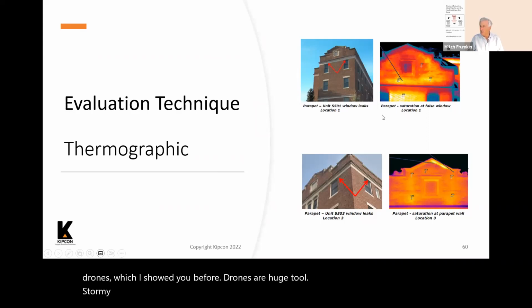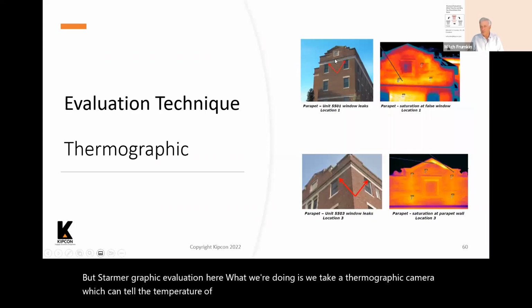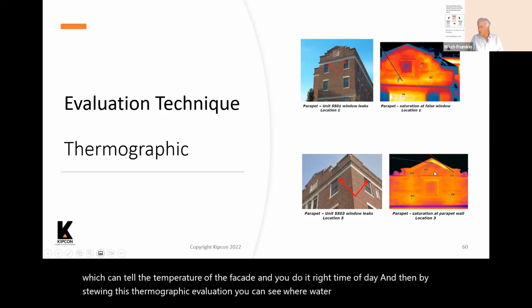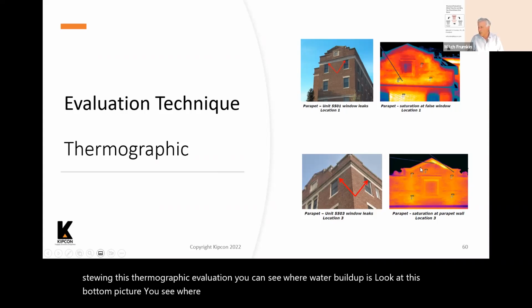Thermographic evaluation. Here what we're doing is we take a thermographic camera, which can tell the temperature of the facade, and you do it at the right time of day. And then by doing this thermographic evaluation, you can see where water buildup is. Look at this bottom picture. You see where it is? It's right here. And what's going on?